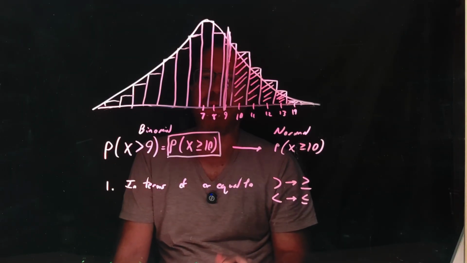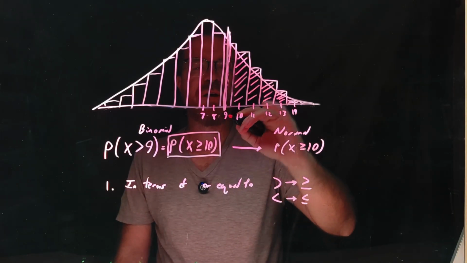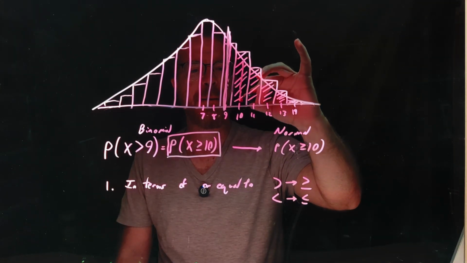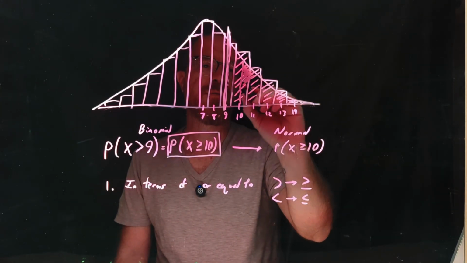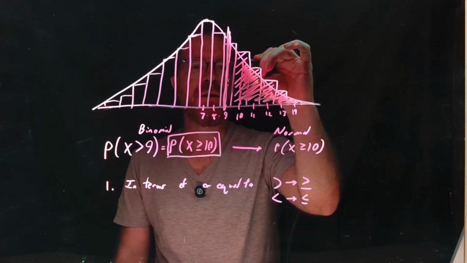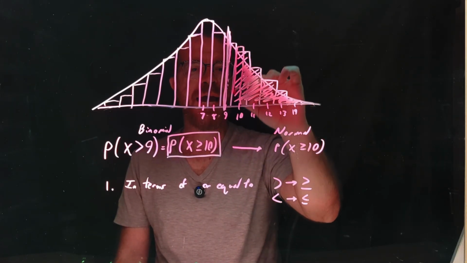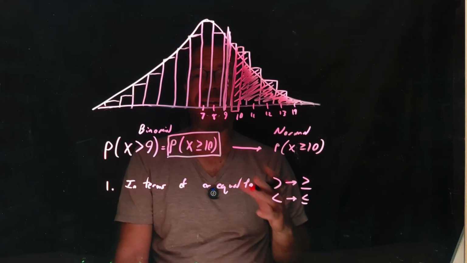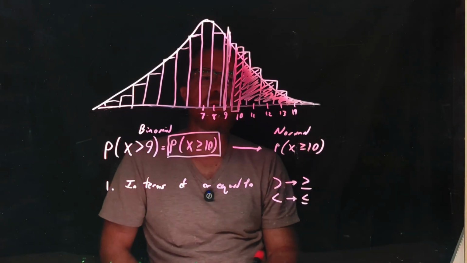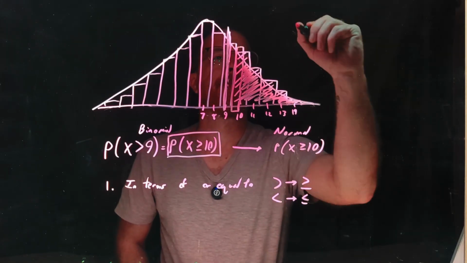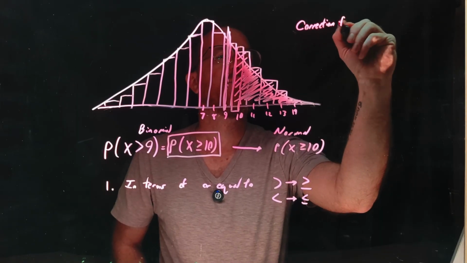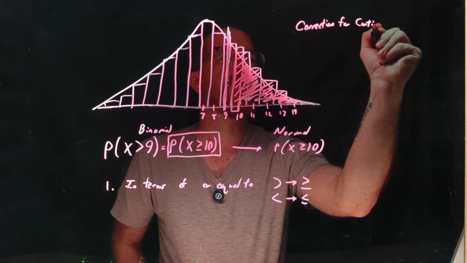But we still have a problem, because if you look at what a normal distribution would find, it would say, okay, well, I want everything greater than 10, which would be all of this. But you might see that what happened here, this part right here, we missed half of our 10 category for our binomial probability. So what we actually have to do is what's called correction for continuity.